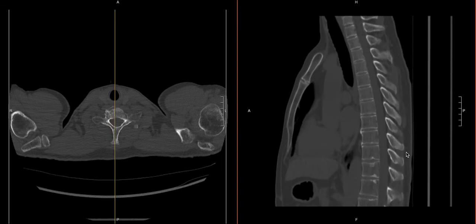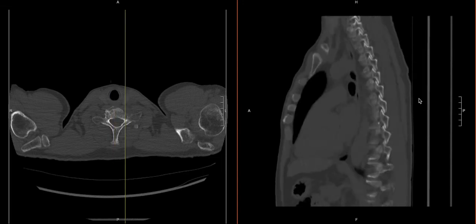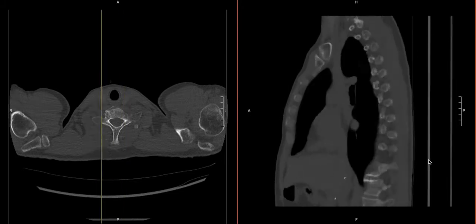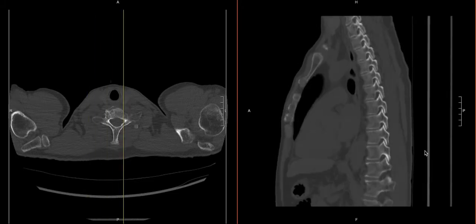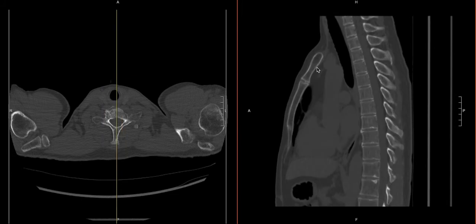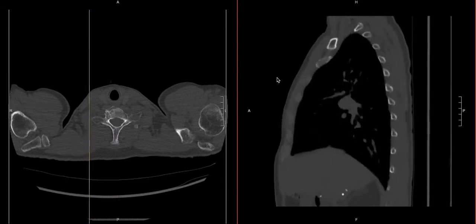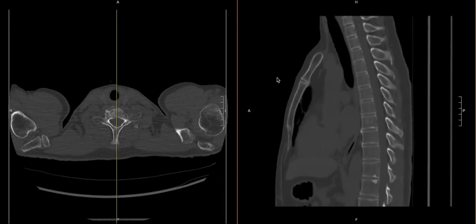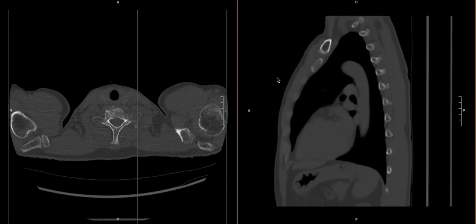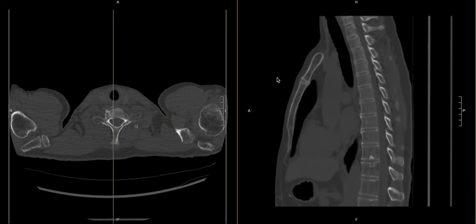We can also look at all the facet joints on our sagittal view as well, make sure that there's nothing unusual with the alignment here. So this can be very, very helpful. And then similarly, the sternum actually is a little bit easier to appreciate on this view as well. So you can just look at the anterior bones there, like the sternum, make sure there's no fracture.